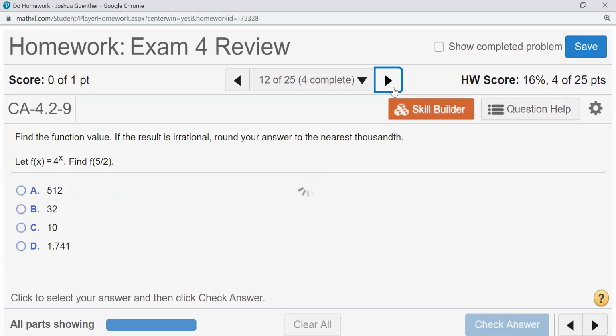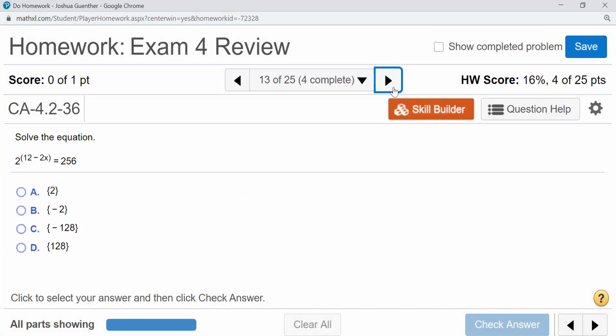So we're just working some select problems from the review. That one's pretty easy. Here it wants us to solve this equation: 2 raised to the 12 minus 2x power equals 256.